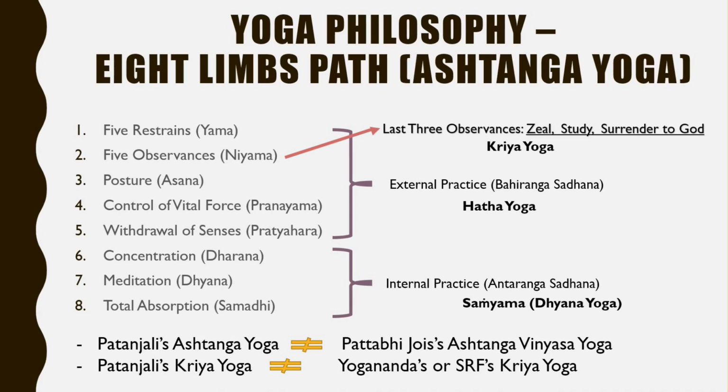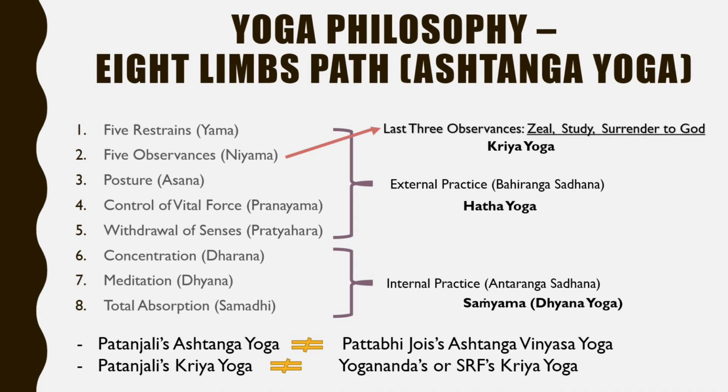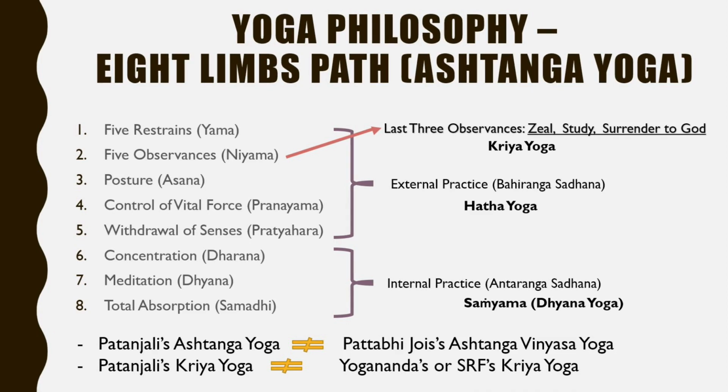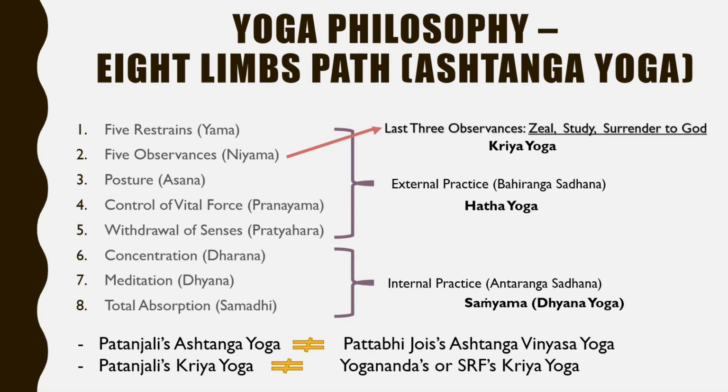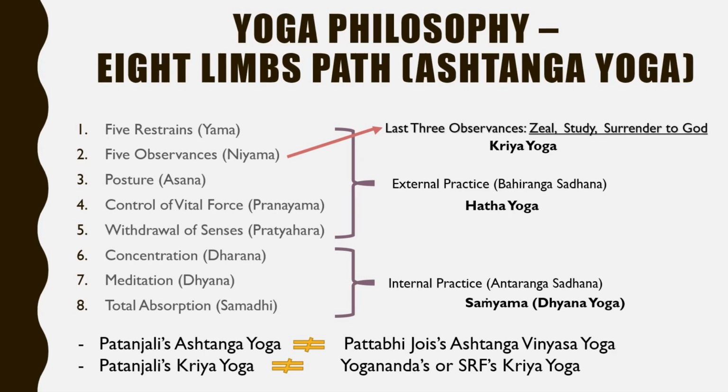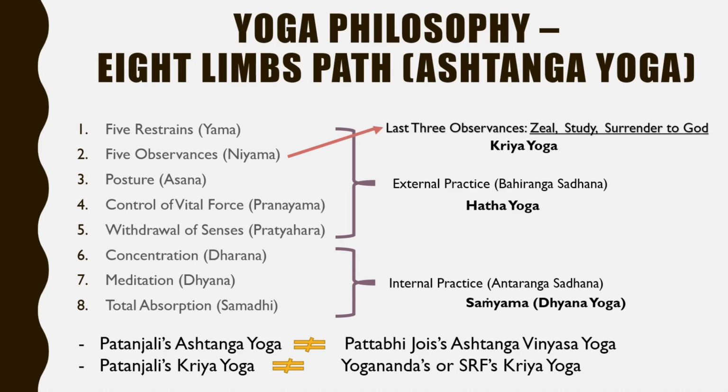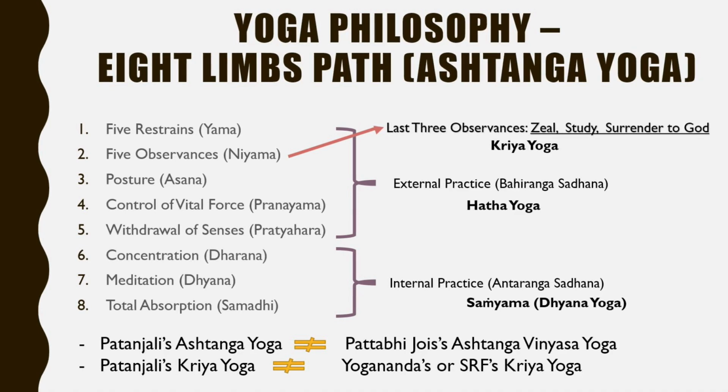In the second stage, which is 5 observances, the last 3, I'm not going into detail of each of them because most people are familiar with the 5 yamas and 5 niyamas. The last 3, which are the tapas, swadhyay, and ishvara paranidhan. In English, we can call it zeal, study, surrender to God. Together, Patanjali refers to it as Kriya Yoga.